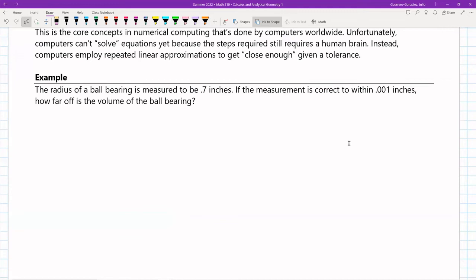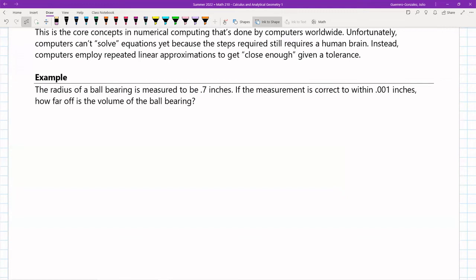Okay, we'll learn a little bit more about how this works out in a computer's brain when we get to section 4.7, I think. No, 4.9, which is what's called Newton's method. Okay. So then the last thing I want to do for this section is sort of see how useful this is, at least in the physical world. Okay. So the radius of the ball bearing is measured to be 0.7 inches.